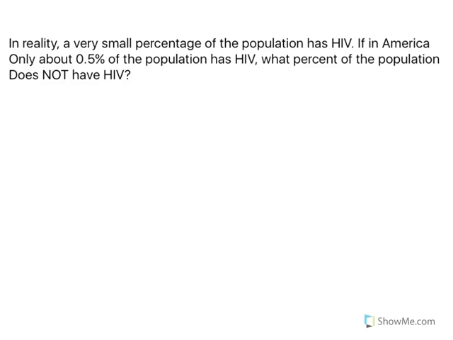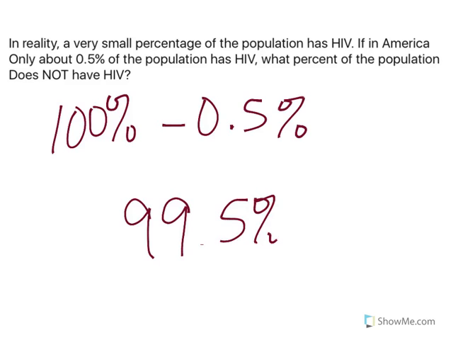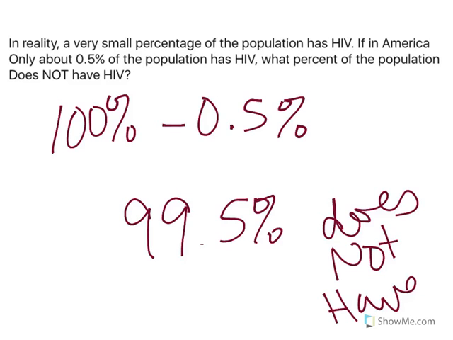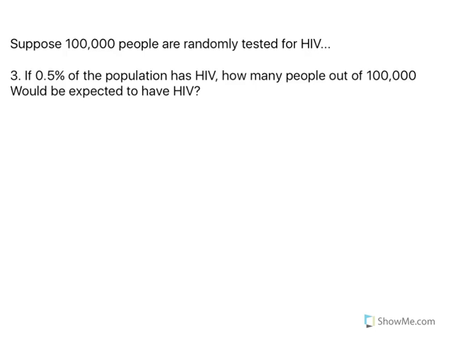In reality, a very small percentage of the population has HIV. In America, only 0.5% of the population has HIV. What percent does not have HIV? Well, we have 100% of people, right? We have all people. Only 0.5% have HIV. When you subtract those, you get 99.5%, which means this is the percentage that does not have it. Does not have HIV, 99.5% of the population. We're going to use these percentages to answer some questions.